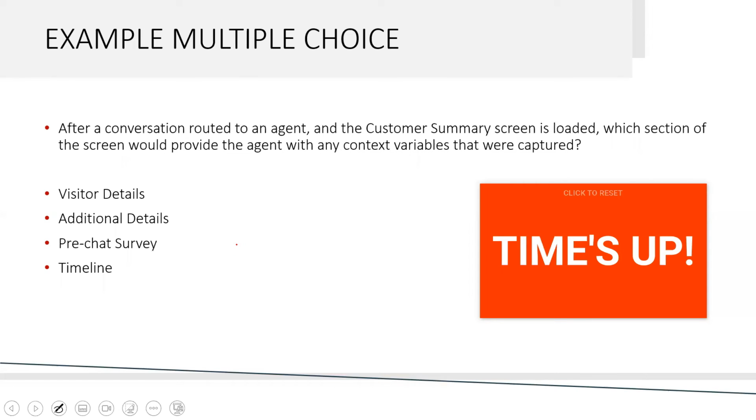The next question we have in line is: after a conversation is routed to an agent and the customer summary screen is loaded, which section of the screen would provide the agent with any context variables that were captured? Is it your visitor detail? Is it your additional detail? Is it your pre-chat survey? Is it your timeline? Let's get your answers on the chat and let me start the timer now.